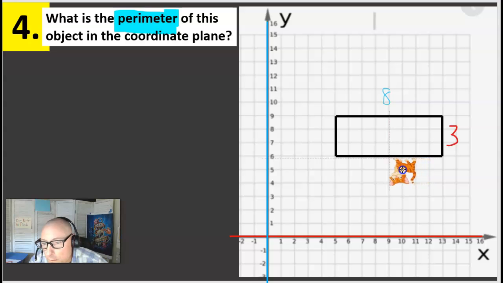1, 2, 3, 4, 5, 6, 7, 8. Oh, that makes sense. 8 on the top, 8 on the bottom. Because this is a rectangle. Opposite sides are equal. So do we, kitty, need to really go? We know it's going to be 3, right?